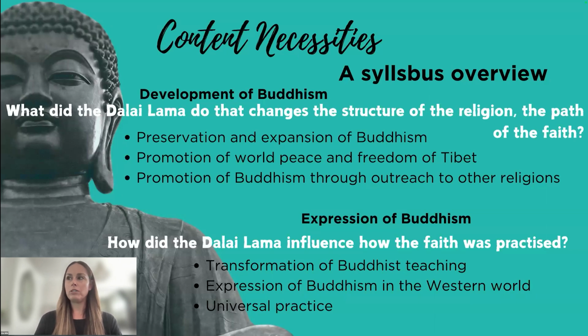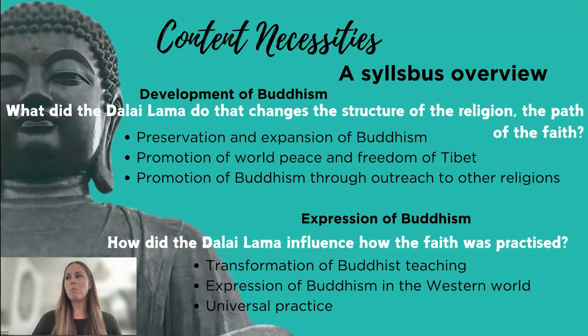So when I teach this part on the contribution to the development of Buddhism, I ask my students to consider what the Dalai Lama actually did. I say, what did he do that changed the structure or the path of the faith? There's a couple of points that we would put under that. We look at the fact that he preserved and expanded Buddhism in the face of the Tibetan invasion, and the fact that, through interfaith dialogue and outreach to other religions, he actually changed the structure and the path of the religion. Had the Tibetan invasion not happened, had he not been so universal in reaching out to different aspects in other religions, the religion would look very different to what it does now.